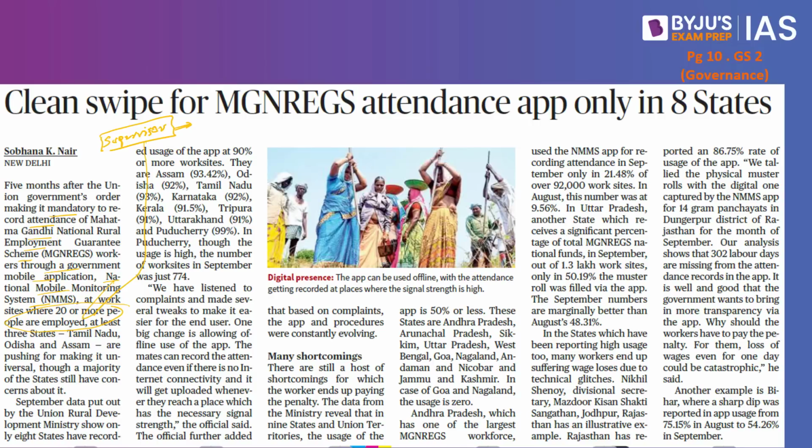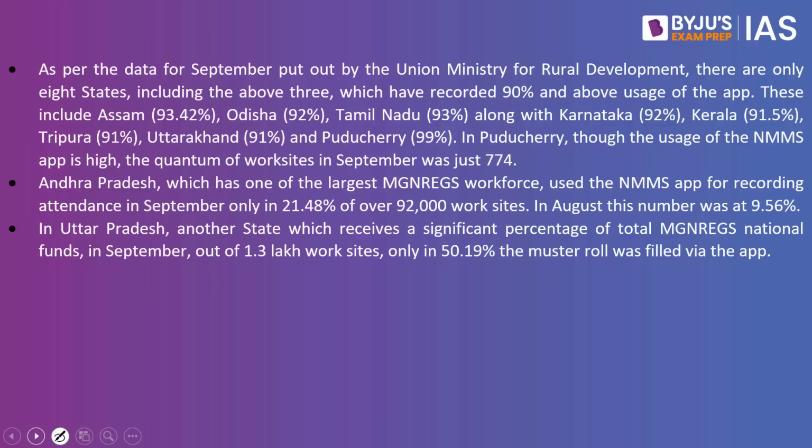Why was this brought into picture by the government of India? That is to make sure that there is transparency and citizen oversight for this particular program. If we look into the statistics, as per the data for September put out by the Union Ministry for Rural Development, there are only 8 states which have recorded 90% and above usage of the app. These include Assam, Odisha, Tamil Nadu, Karnataka, Kerala, Tripura, Uttarakhand, Puducherry. In Puducherry, though the usage of this application is high, the quantum of worksites in September was just about 774.